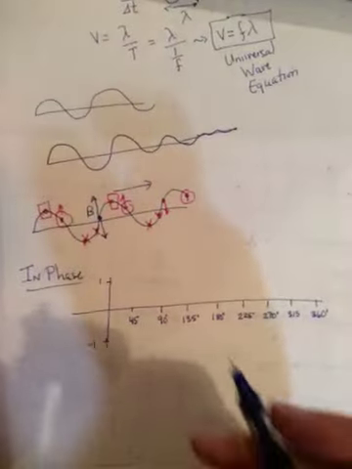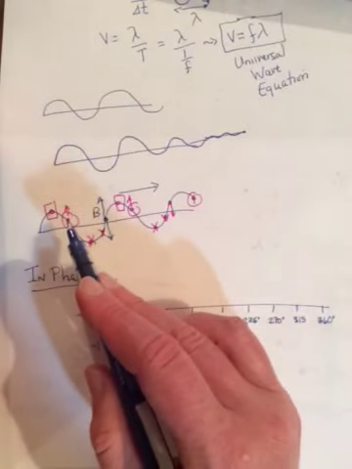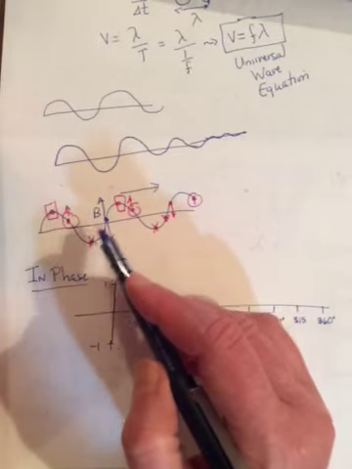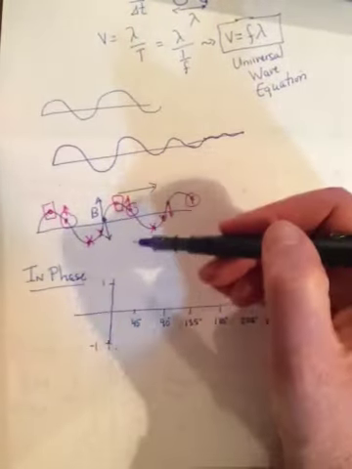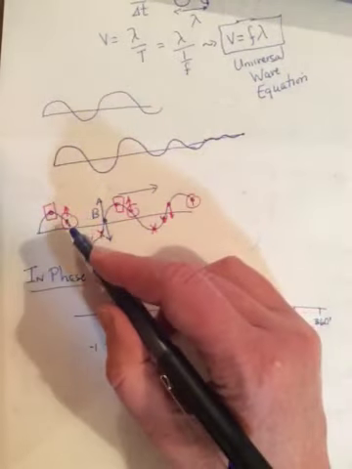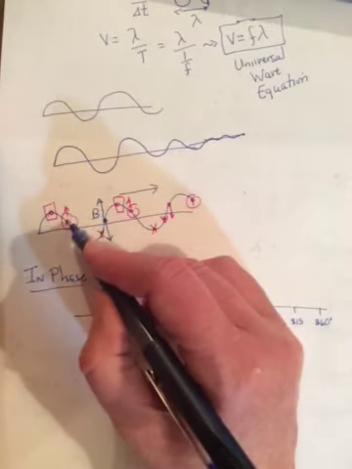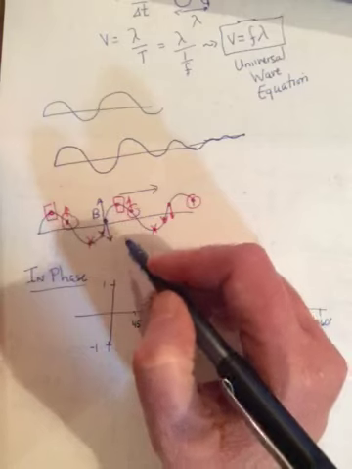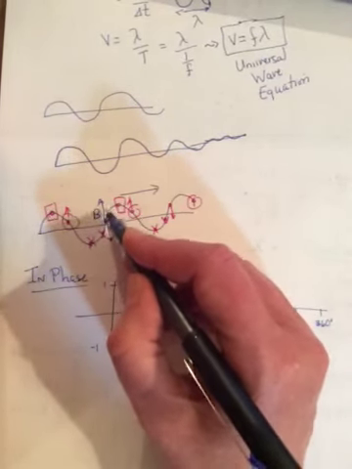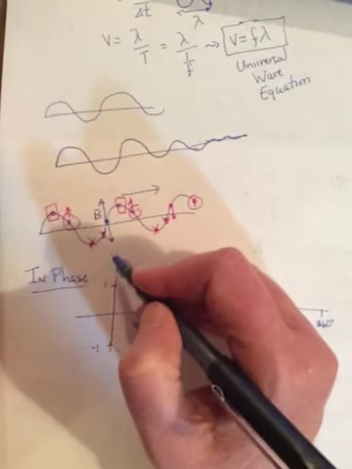Okay, just a couple of other things to finish up this in phase bit. Two points are in phase with each other if they are the same distance from the rest position, on the same side of the rest position or equilibrium position, and moving in the same direction. So this point here and this point here are in phase because they're the same distance, on the same side, moving in the same direction. B would not be in phase with them because it's moving in the opposite direction. These two are about to move up, B is about to move down.